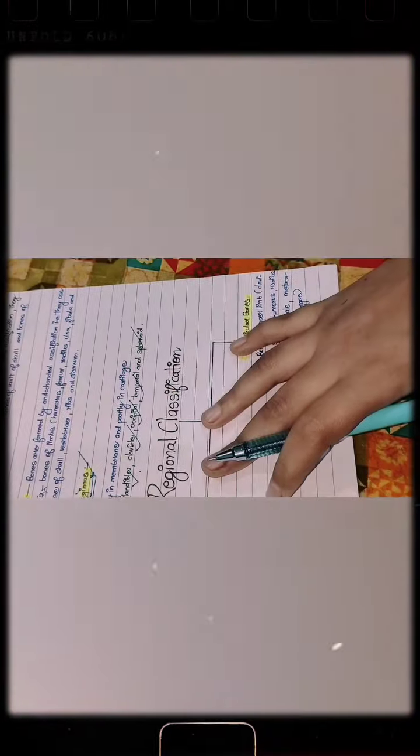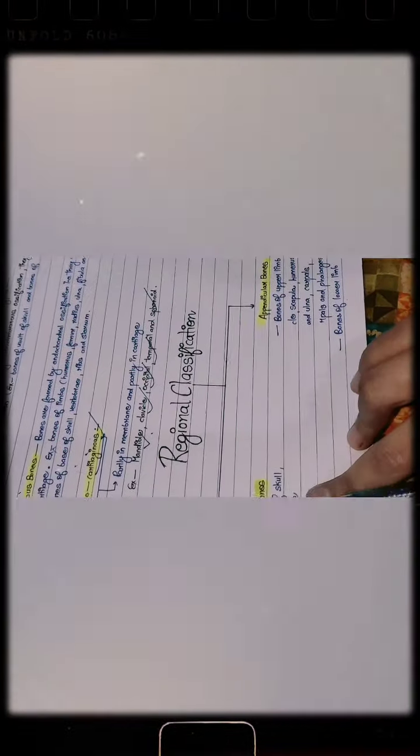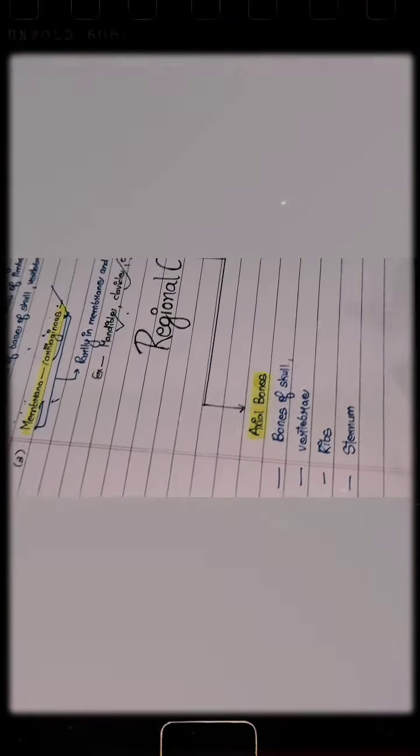Now coming to regional classification. It is divided into axial and appendicular. Axial, for example, bones of skull, vertebra, ribs, sternum. And appendicular includes bones of upper limb: scapula, humerus, ulna, carpals, metacarpals, phalanges, and bones of lower limb. For example, femur, tibia, etc.